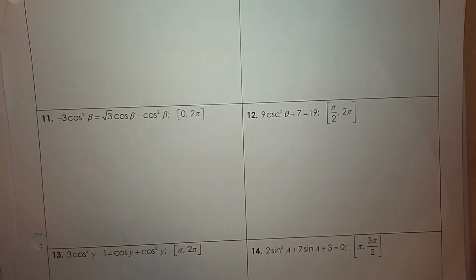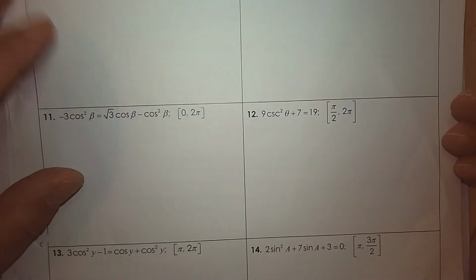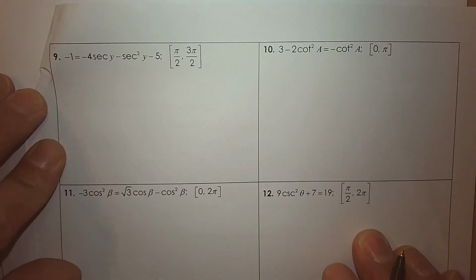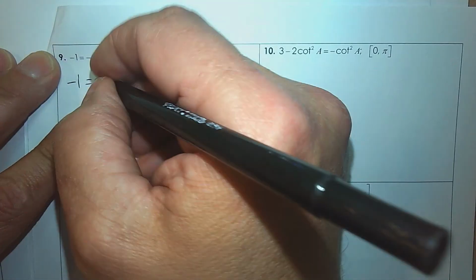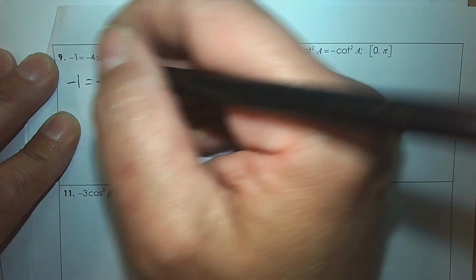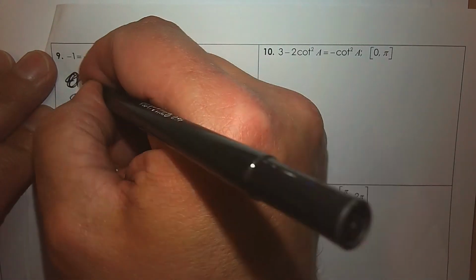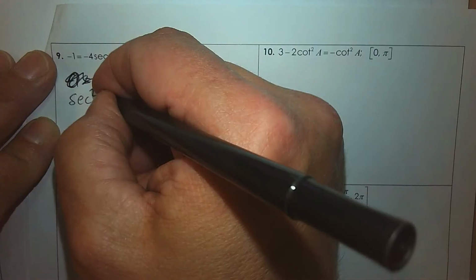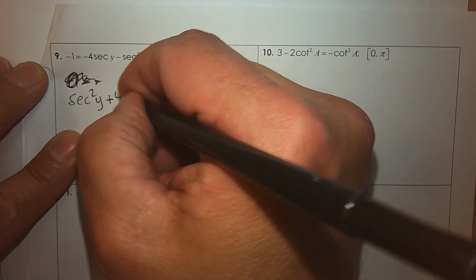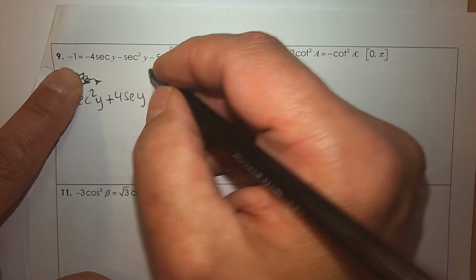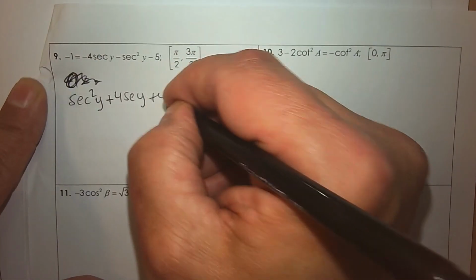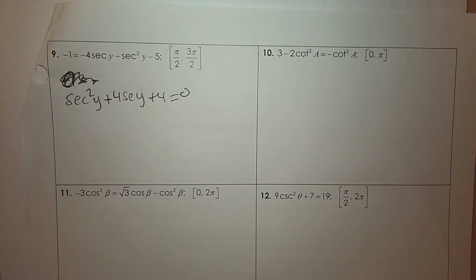So again, I'm going to factor here. There it is. So in order to factor, I need to make it equal to 0. And I'm going to rearrange it. So I want the squared term to be positive. So I'm going to add it to the left side. I'm going to add 4 secant y to the left side. And I'm going to add 5. That way everything's positive, and then I can factor it.